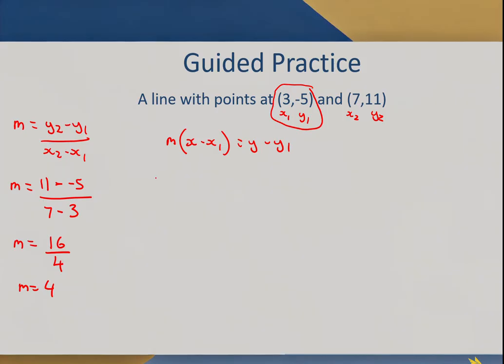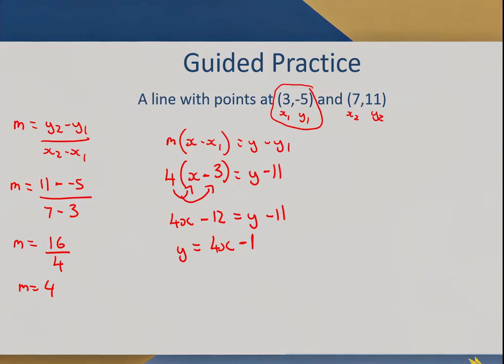So I've got my gradient here of 4, and then I've got x take away 3 is equal to y take away 11. I will expand my brackets. 4x take away 12 is equal to y take away 11. And then I need to add 11 to both sides. And that gives me y is equal to 4x, negative 12 plus 11 is negative 1. So I get y is equal to 4x take away 1.